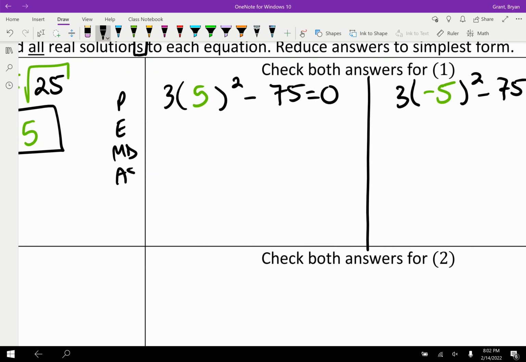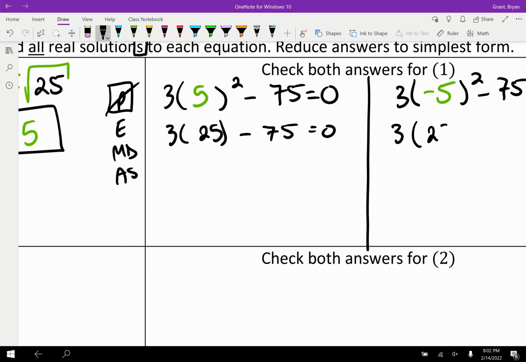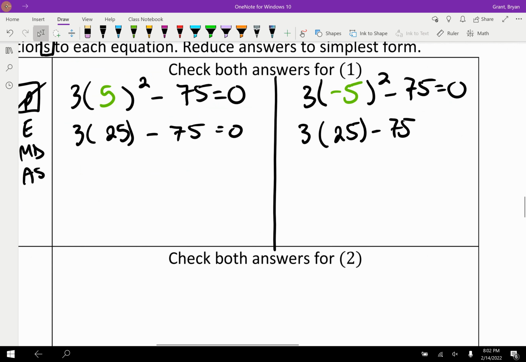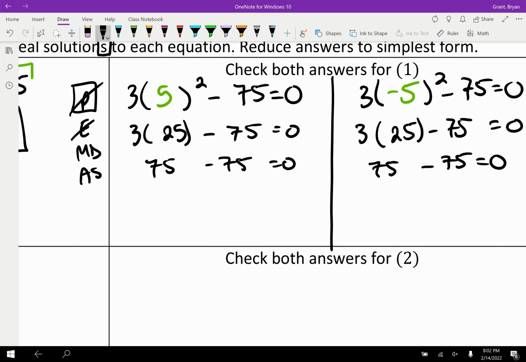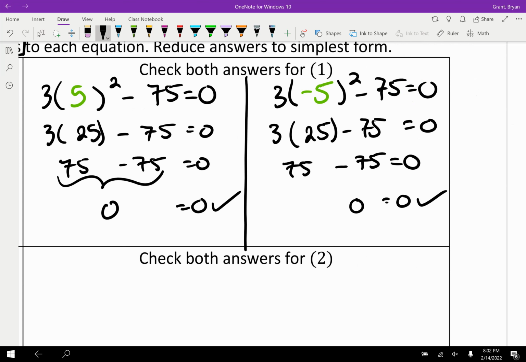We do what's in the parentheses first, but there's nothing to do in the parentheses. There's just a 5 and a negative 5. So we're on to exponents. That tells me we have to do 5 squared, or 25. Same thing over here, negative 5 times itself. Negative times a negative is a positive. Next up, we have multiplication. That will be 75 on each side. And I'm pretty confident you can finish this one off as 75 minus itself is 0, and 0 does indeed equal 0. We saw each of these answers does give the correct left and right side.